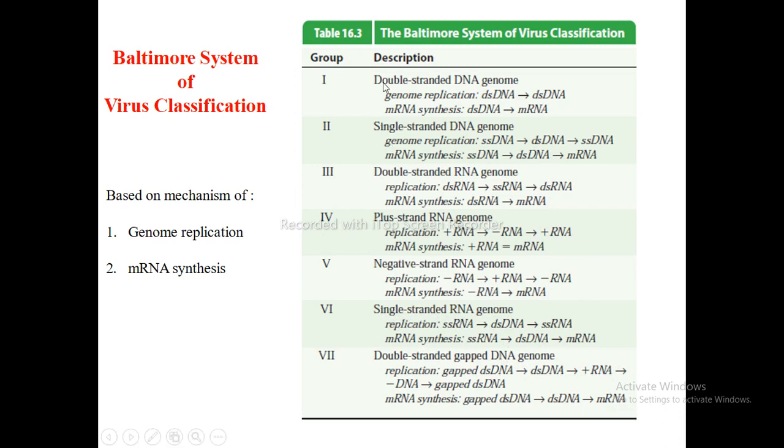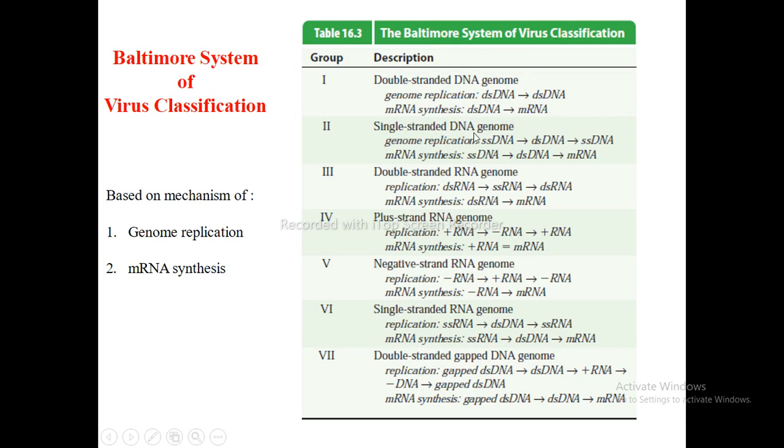Group 1 viruses, which have a double-stranded DNA genome, replicate through genome replication. Double-stranded DNA gets replicated into double-stranded DNA directly. And mRNA synthesis is a general process, double-stranded DNA to mRNA by transcription, right? So this is really simple.